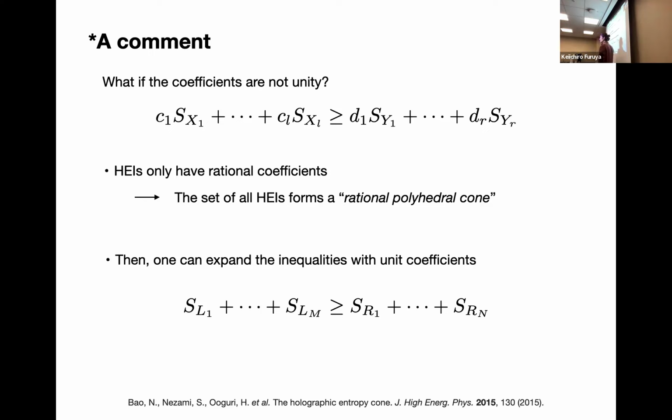This is the very important input of this observation. So this has been proved. I'm not going to do the proof, but there's an original paper, "Holographic Entropy Cone." They formulated a convex cone out of the set of entanglement entropies. And then they proved that the set of holographic entropy inequalities forms a rational polyhedral cone.